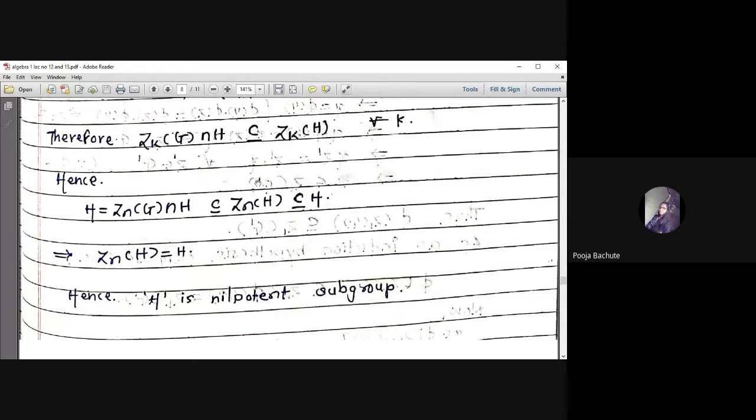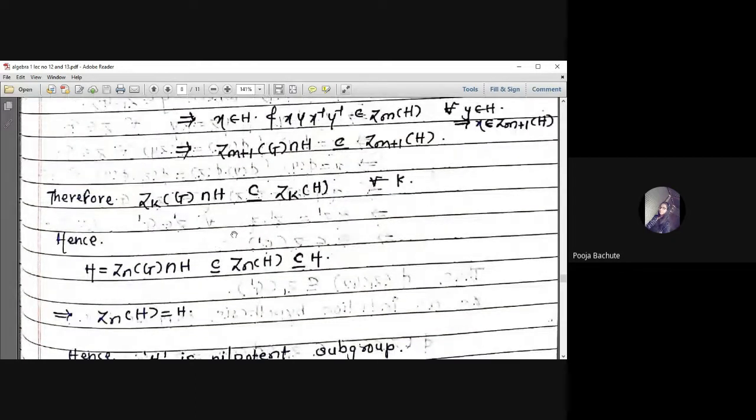H. Why? Zn म्हणजे काय? हा यंत काय असेंडिंग ग्रुप आहे ना. यंत कुठला ग्रुप आहे हा? Zn of H always contained in H. ओके, असेंडिंग सेंट्रल सिरीज मध्ये Z1, Z2, Z3 यात सगळ्यात मोठा कोण असतो? H असतो. हेन्स Zn of H is contained in H.